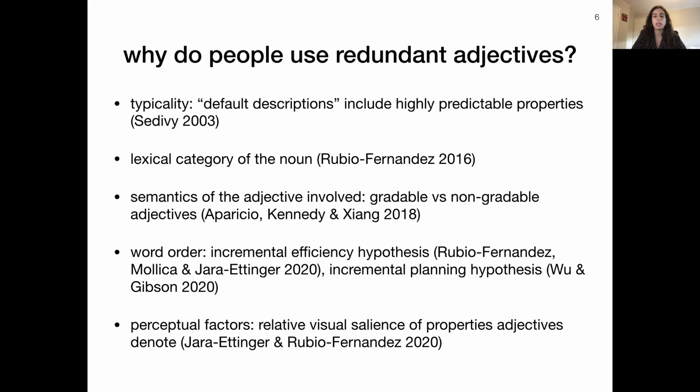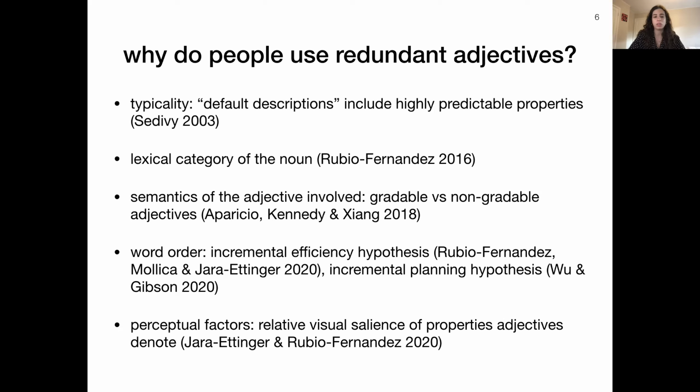It's been argued that highly predictable properties of objects are not encoded as part of their default descriptions, so their use triggers a contrastive function. Redundant adjective use has also been shown to depend on the lexical category of the noun and on the semantics of the adjective, more specifically the inherent relativity of scalar adjectives. And recent work also shows that word order is a predictor of differences in cross-linguistic redundant adjective use.